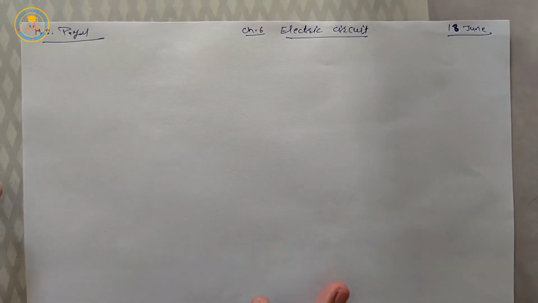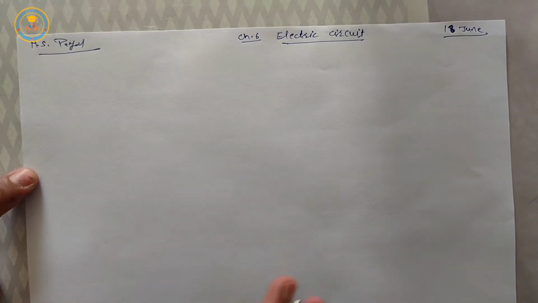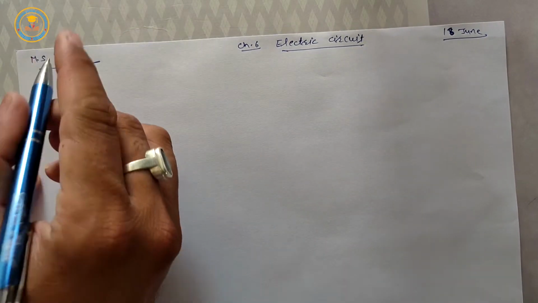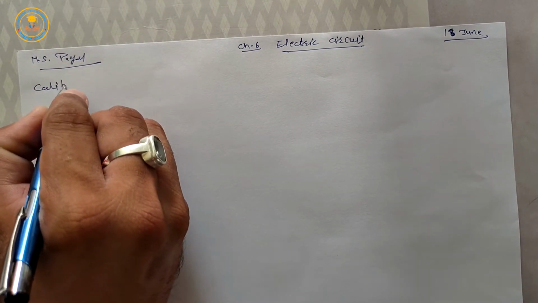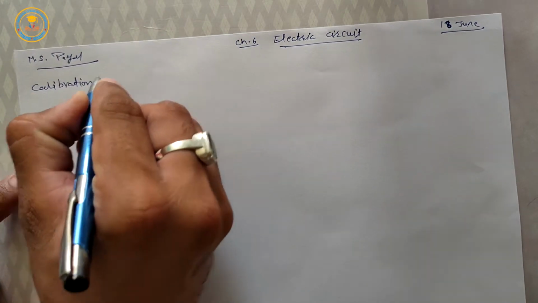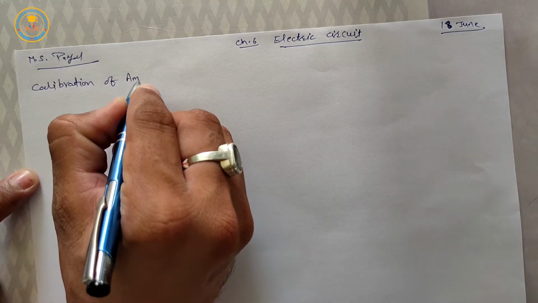Our chapter number 6 is going on. This is electric circuit. In this chapter, we study applications of a potentiometer. Our next application is calibration of an ammeter.